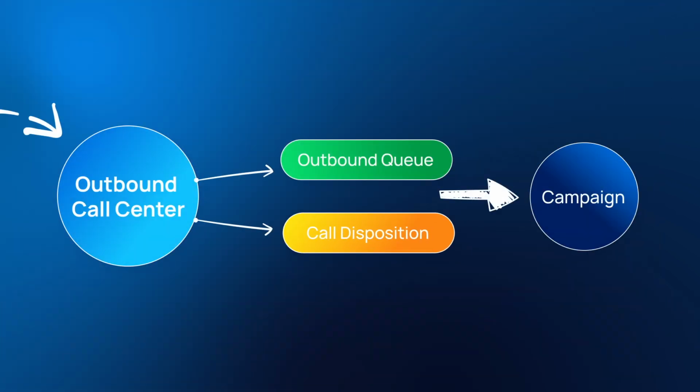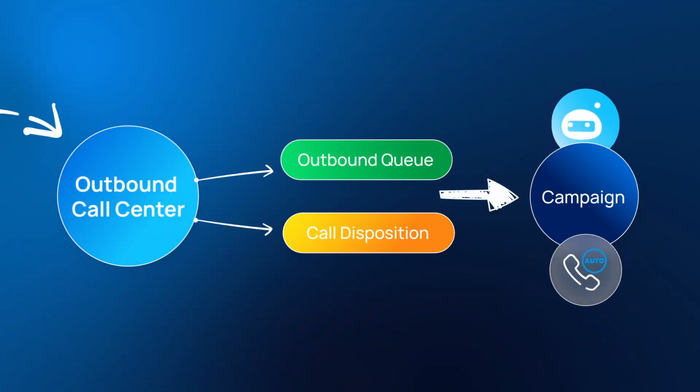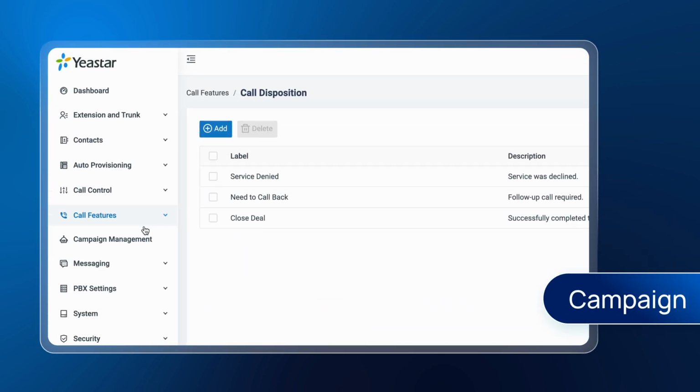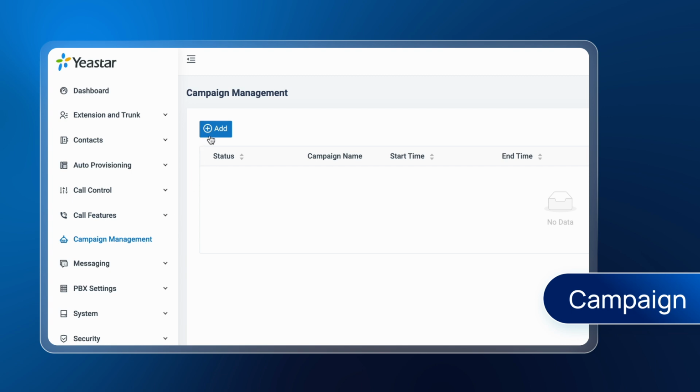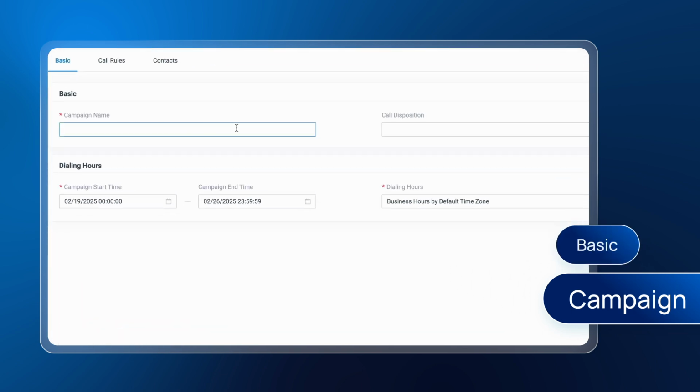Now you can move forward to create campaigns, which are essentially auto-dialing tasks for the system. In the Call Features section, you will find Campaign Management. Click on Add to create a new campaign. First, you'll need to name this campaign, and then choose the selectable call dispositions for this campaign. Any unselected dispositions will not be available for agents during this campaign.